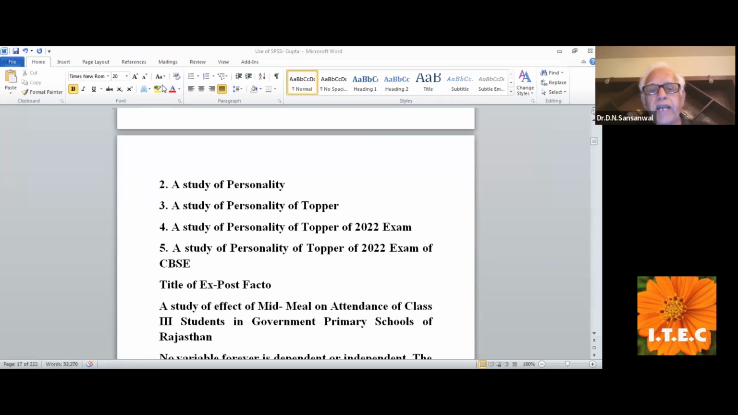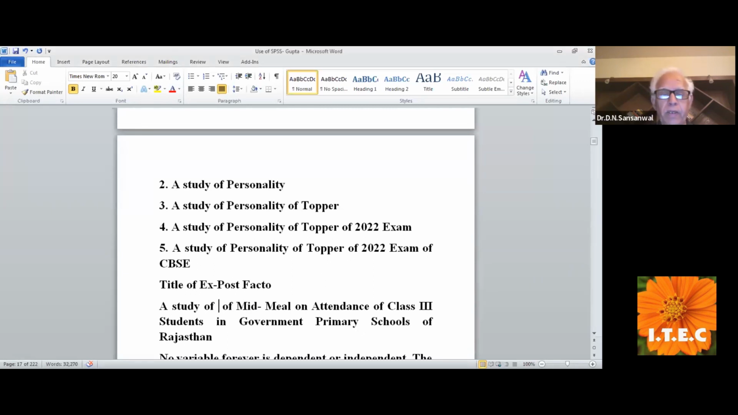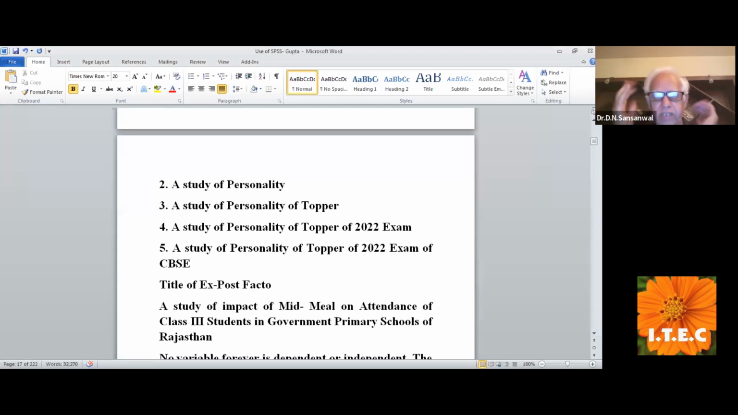No, you cannot write the word impact. If you want to write the word impact, you can write, I think, a study of impact. You can write, perfectly correct: a study of impact of midday meal on attendance of class 3 students in government primary schools of Rajasthan. That is correct. Instead of effect, you can write the word impact.